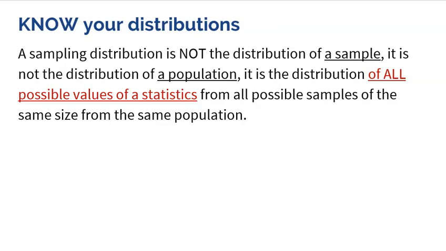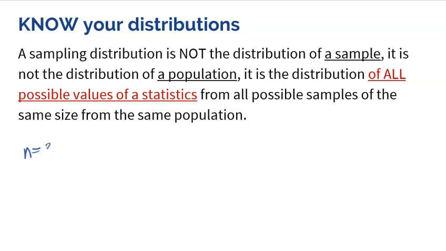The whole unit is called sampling distributions. If you need to pause and go back, please do so. I hope by now you understand what a sampling distribution is. But now what I want you to know is what it's not. A sampling distribution is not the distribution of a single sample. It's not the distribution of the entire population. It's a distribution of all possible values of a statistic from all possible samples of the same size from the same population. Let's try to break this down.